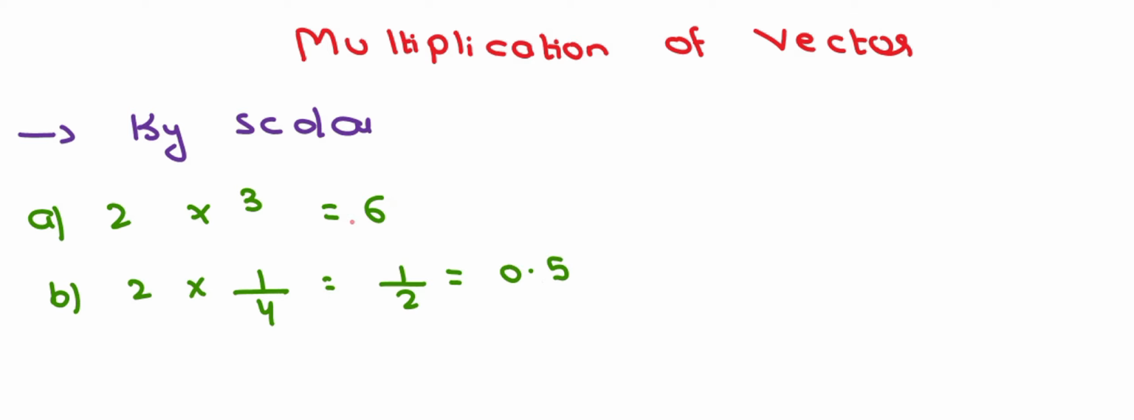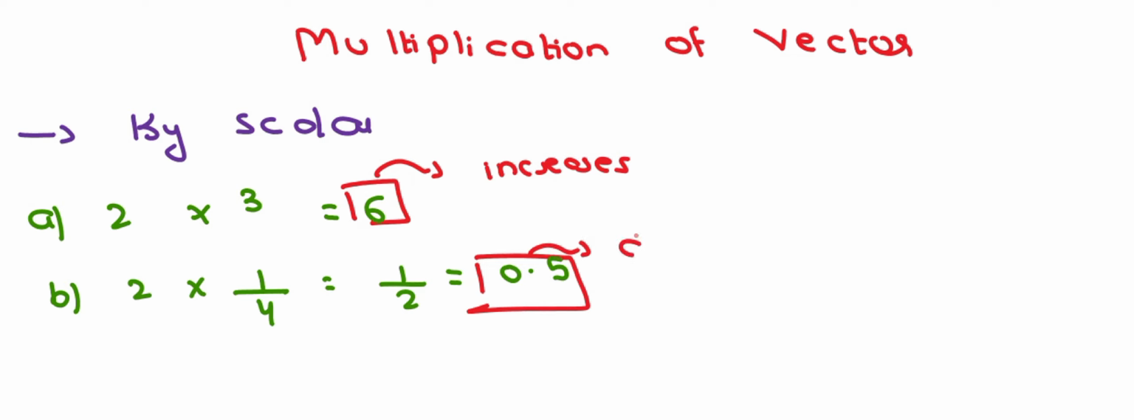So in conclusion, we may say that in the first case, the magnitude of the number increases, and in the second case, the magnitude of the number decreases. This is how the multiplication of a vector by a scalar works.